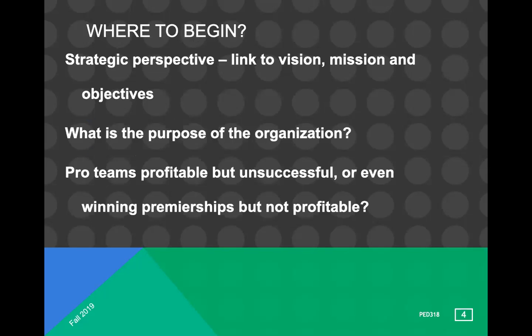So where to begin? Strategic perspective, linked to vision, mission, and objectives. What is the purpose of the organization? So basically, that's your starting point. You have to figure out what your organization wants to represent, and how your sport wants to be viewed and your team wants to be seen as. Pro teams profitable but unsuccessful, or even winning premierships but not profitable.